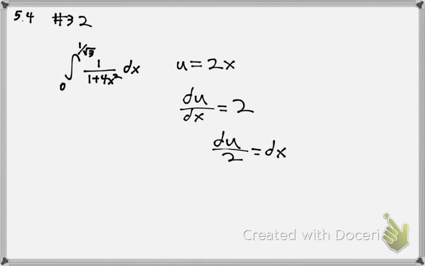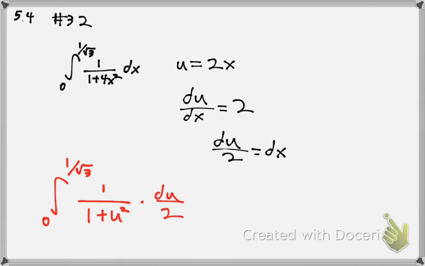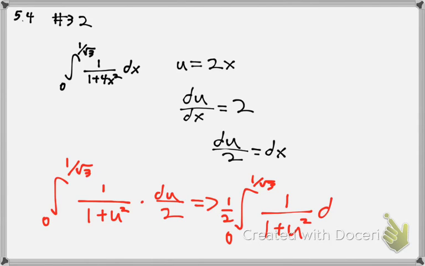And now you have the integral from 0 to 1 over root 3 of 1 over 1 plus u squared times du over 2, and this will become 1/2 integral from 0 to 1 over root 3 of 1 over 1 plus u squared du. And this is actually a trig identity. It is the derivative of the arctangent. So let me just put that down right here.